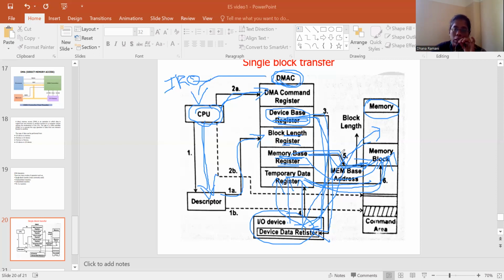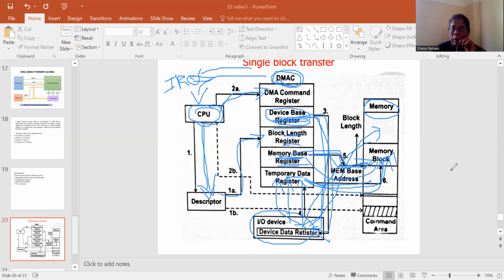So therefore, once a block of memory is stored, it keeps on being transferred to the memory, and until the length has been attained, it will keep on doing its operation. It will get the data from the input device and put it in the memory. Once the length is reached, the DMAC will send an interrupt request signal to the CPU saying that the process is over, right?